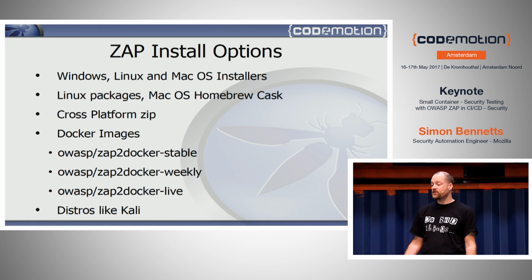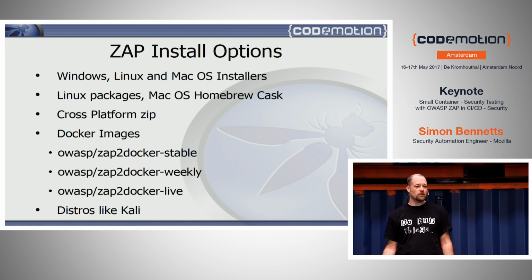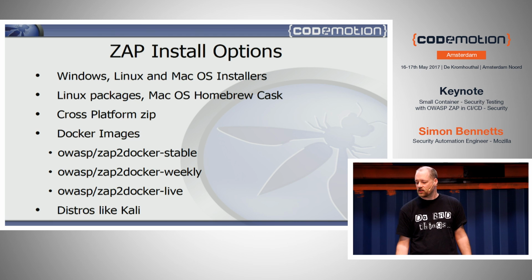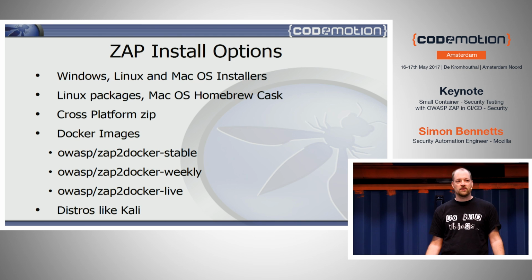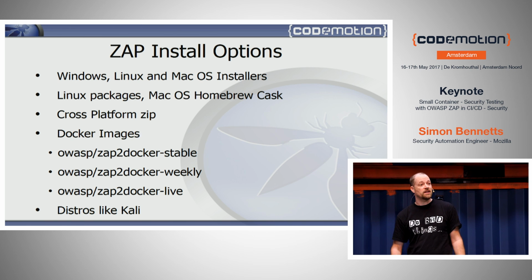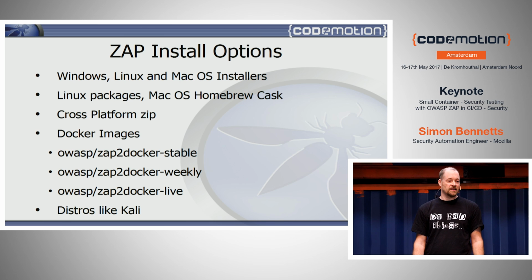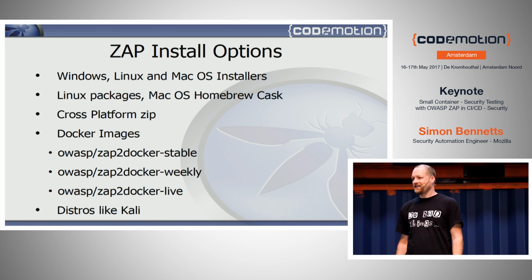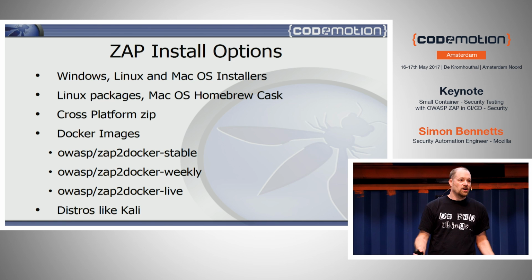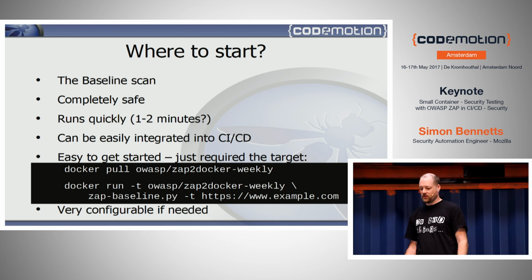And so we actually have 3 different Docker images. We have the stable one, which matches the most recent official version of ZAP, which is 2.6.0 at the moment. We have a weekly version, so every Monday a new weekly release goes out, and you can download that as well as a Docker image. We have a live version as well, and that's basically the latest code that's been checked in. So if you're having a particular problem, let us know, and if we fix it, then an hour later you'll actually be able to try it out using the live image.